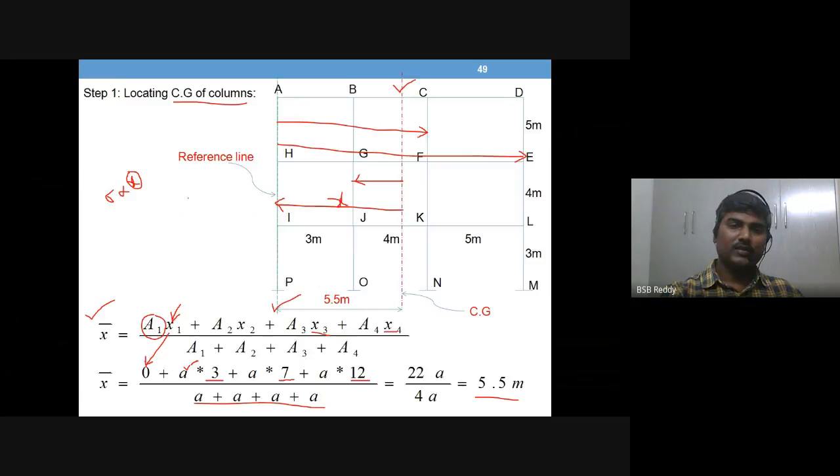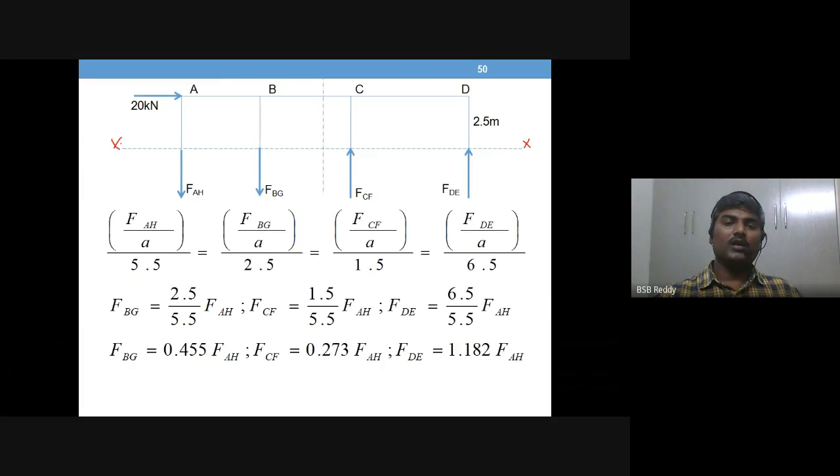the figure looks like this. Now these arrows are to be mentioned by you, and I told you last session how these arrows come. From the CG line, to the left hand side, downward arrows, and to the right hand side, upward arrows. The reason is that the resisting direction should be opposite to the applied direction.